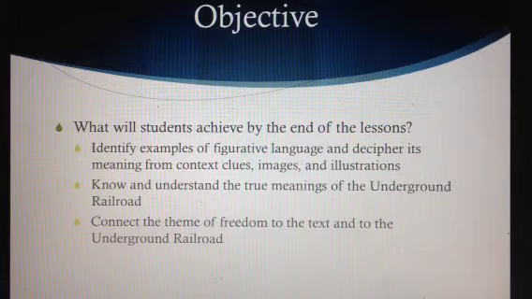So what will the students achieve by the end of these lessons? Well, they must be able to identify examples of figurative language and decipher their meaning from the context clues, images, and illustrations. They must also be able to understand the true meanings of the Underground Railroad. What is it? Why was it called the Underground Railroad? What did it do? And how did it help many achieve freedom? Also, they're going to connect this theme of freedom to the text and to the Underground Railroad.